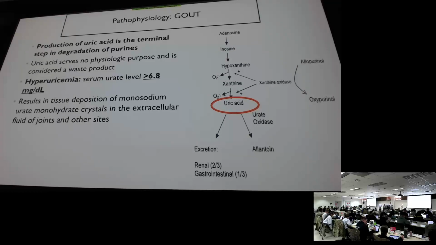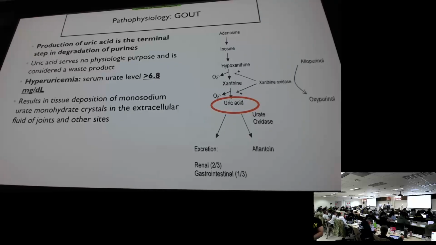No. I have to have the tophi, the signs and symptoms. You can have an elevated level of serum urate without having gouty tophi disease or being diagnosed with gout. And in fact, some folks have gout, but with normal serum urate levels.